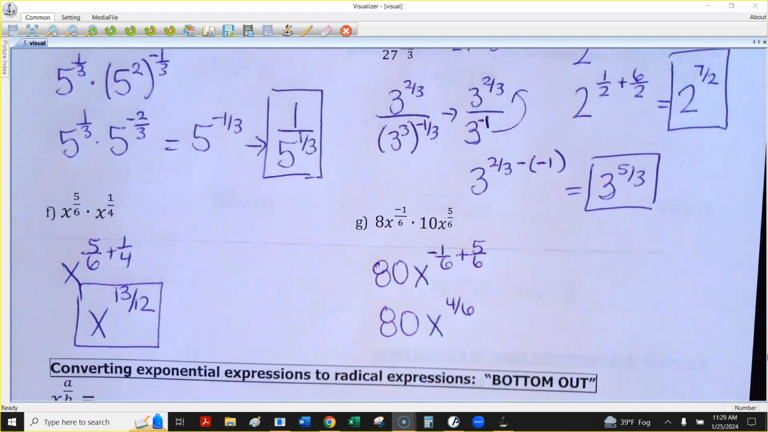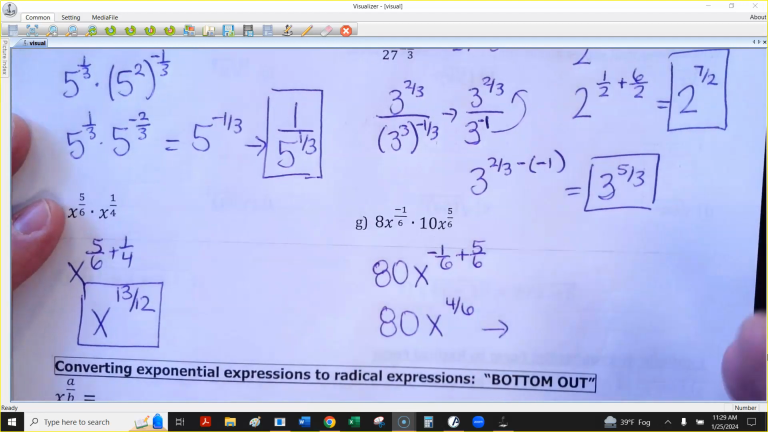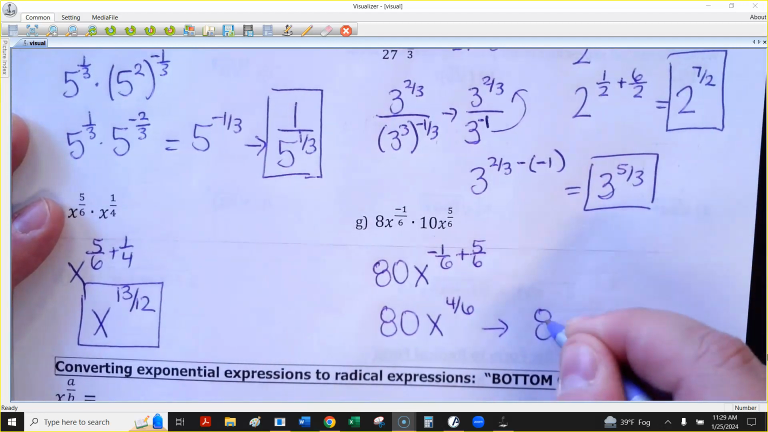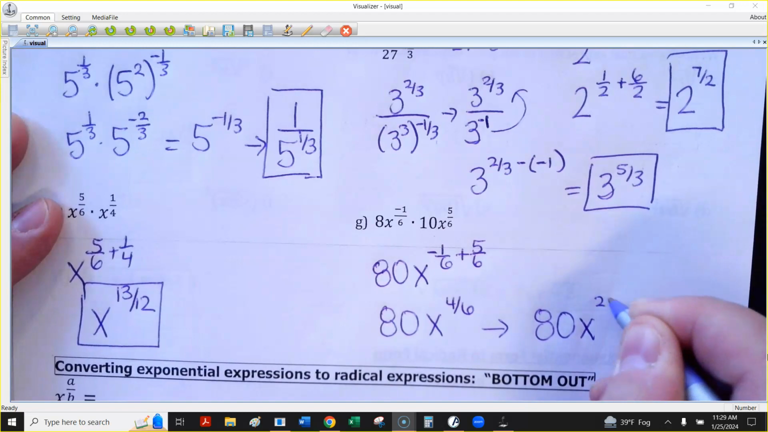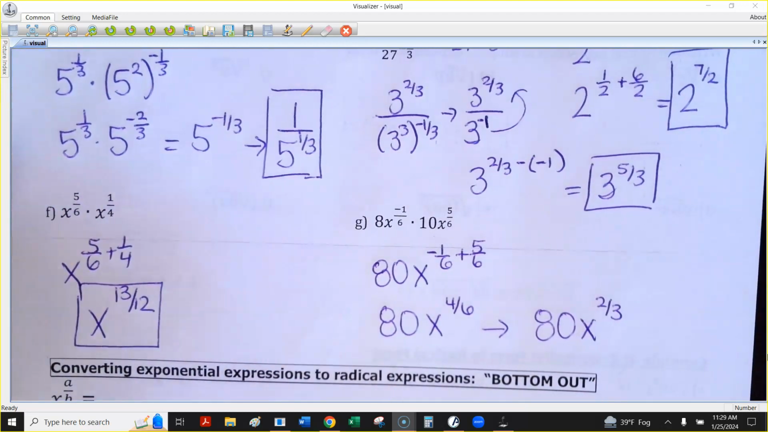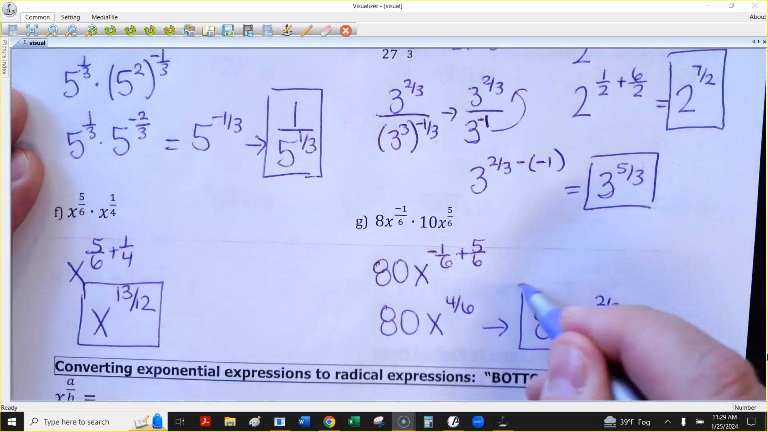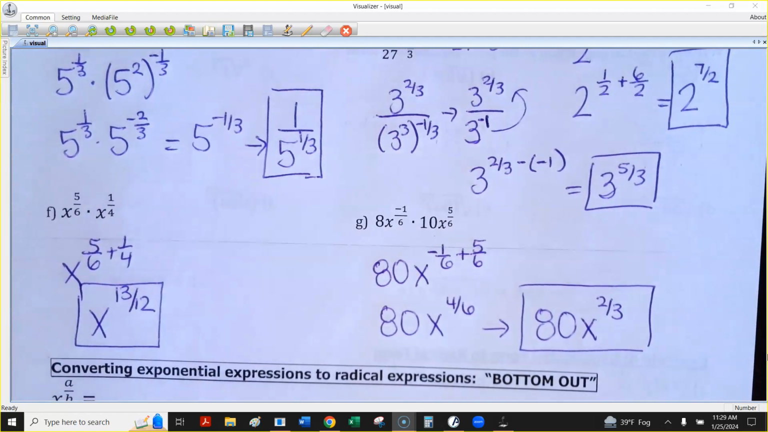And then the only other thing I would tell you there, if you can actually reduce that exponent, that's completely legal. So 4/6 is really the same thing as 2/3. So I just reduce the fraction. So if that's something you can do to reduce the exponent's fraction, do that. And that'll be the simplified answer.